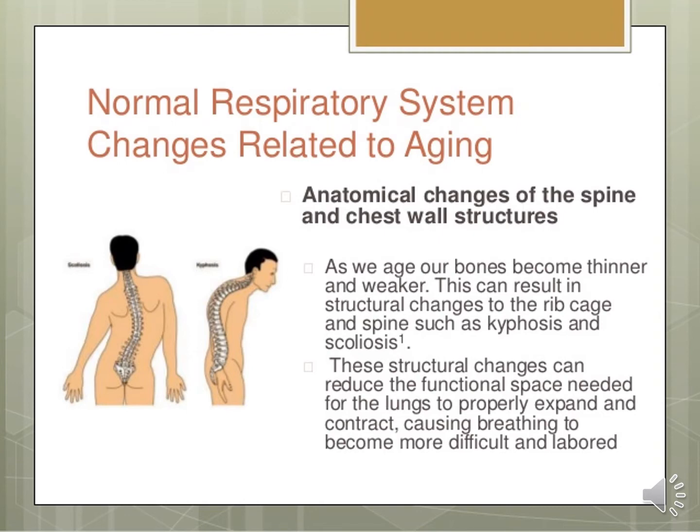Now, I know most of you have seen these older women and they have that hunchback, they're bent over, and when you see them with that hunchback, what is that doing? Well, it's putting pressure around the lungs and the rib cage, and basically these patients are not able to fully expand their lungs when they breathe. As we age, the bones become thinner and weaker, and this results in structural changes to both the rib cage and the spine, known as kyphosis and scoliosis. These structural changes actually reduce the functional space needed for the lungs to properly expand and contract, and this causes breathing to become more difficult and labored.